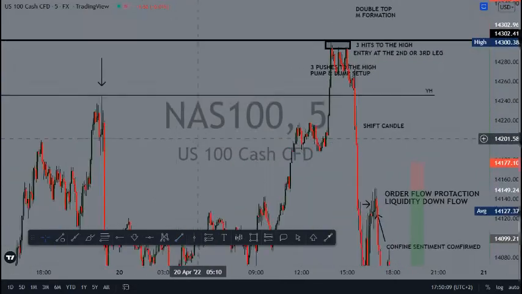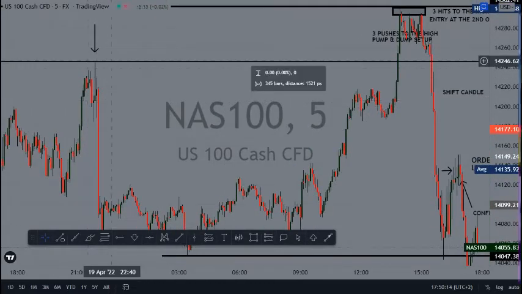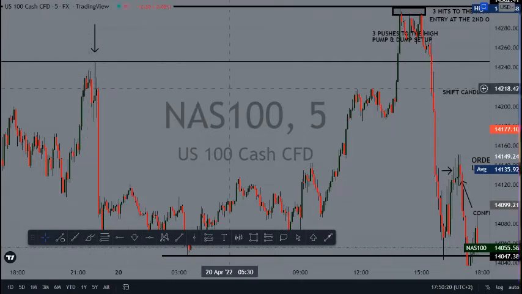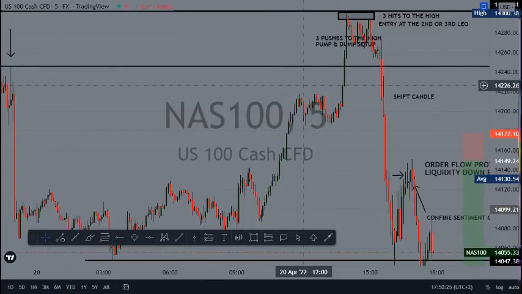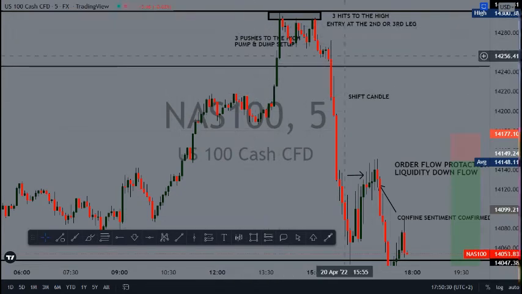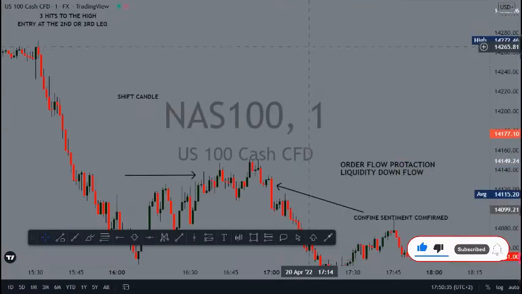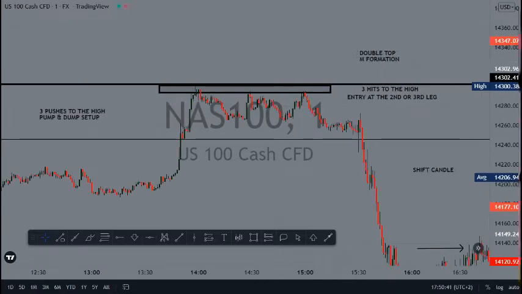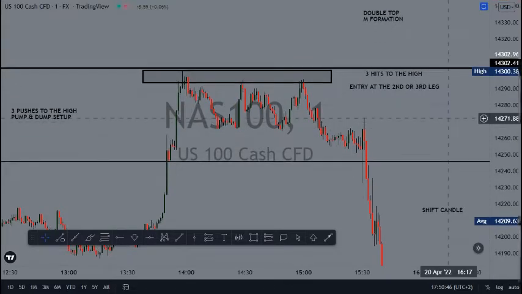At this area, this was the previous day's high. It was yesterday's high. If this is today, then this was yesterday's high. The market came back to yesterday's high, and let me show you what's happening here and how you can profit from this. Let me go into the 1-minute time frame. If we go into the 1-minute time frame, this is what I call a very powerful setup. I call this the pump and dump setup.